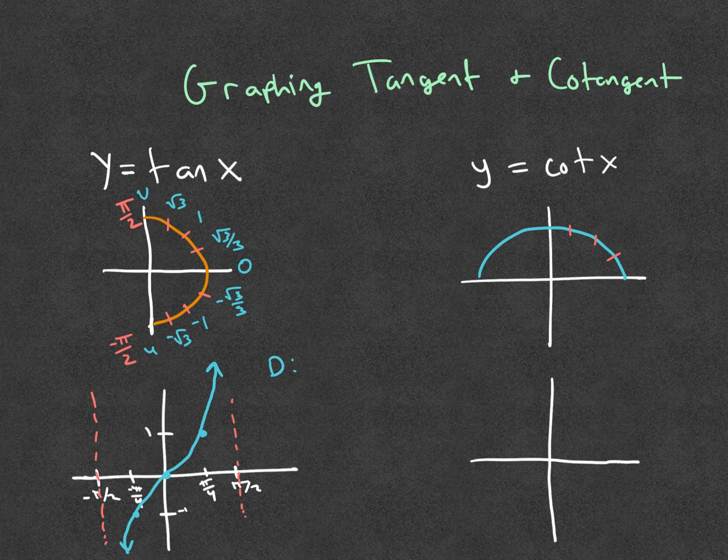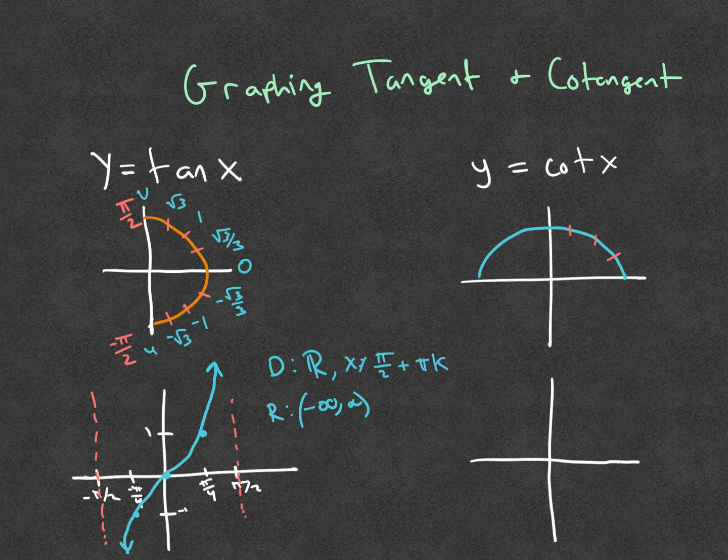Our domain: an asymptote shows up at pi over 2, so we would say all reals x can't be pi over 2 plus, and then that asymptote is happening every pi, so pi k. And in that case, for a tangent, the period is actually pi. This function is going to repeat over and over again every pi instead of every 2 pi. So the range is negative infinity to infinity.